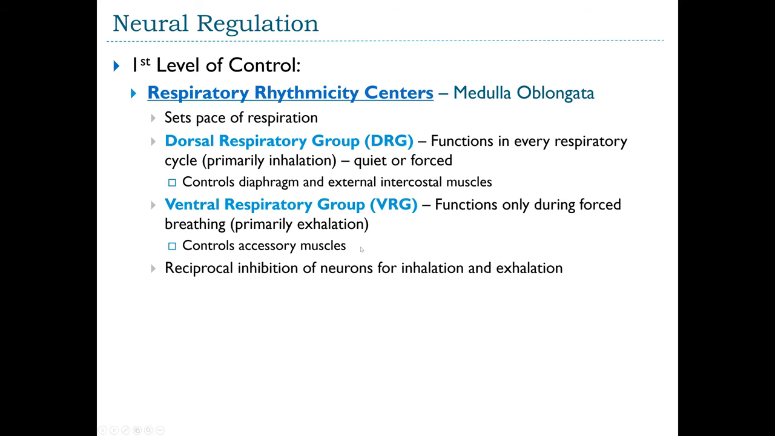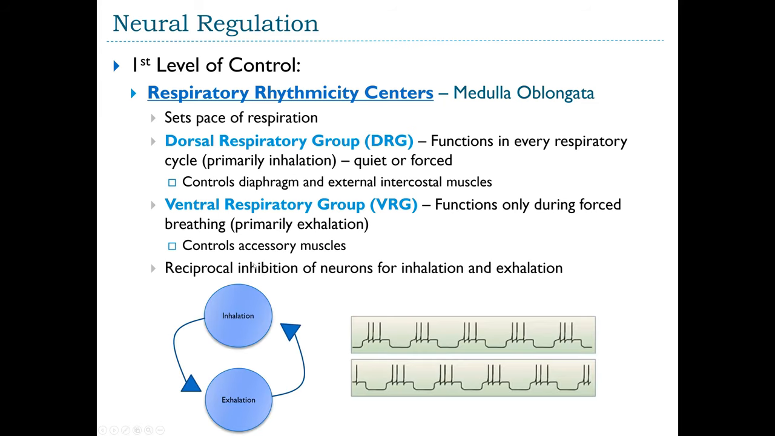There is a reciprocal inhibition of neurons for inhalation and exhalation, and we talked about reciprocal inhibition back in AMP1. But what this essentially means is that when the neurons for exhalation are active, they are suppressing or inhibiting the inhalation neurons, and vice versa. When the inhalation neurons are active and firing, they are suppressing or inhibiting the exhalation neurons.